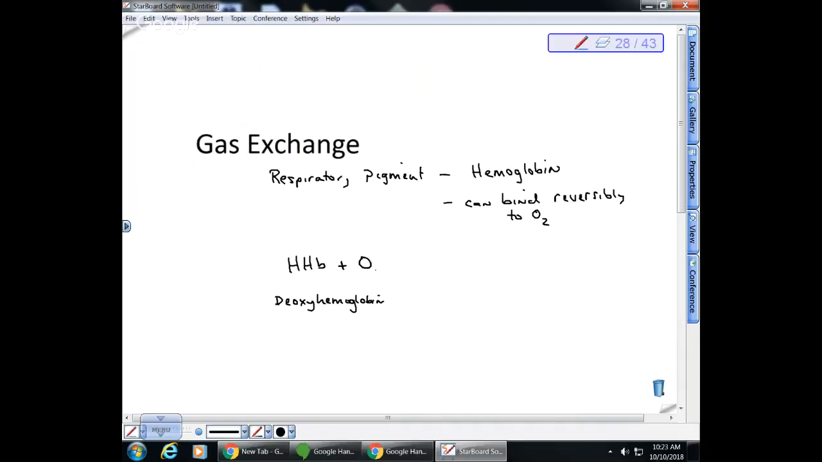If I add oxygen to it, I'm going to get oxyhemoglobin. That looks like that, so HbO2. Notice I made that chemical equation go in two directions, because that's the idea of reversing it. And then, to balance it, we'd also have a hydrogen ion out there. So this balances it.